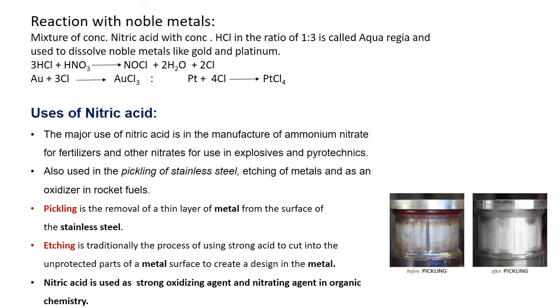Etching is the traditional process of using strong acids to cut into the unprotected part of the metal to create a design in the metal.